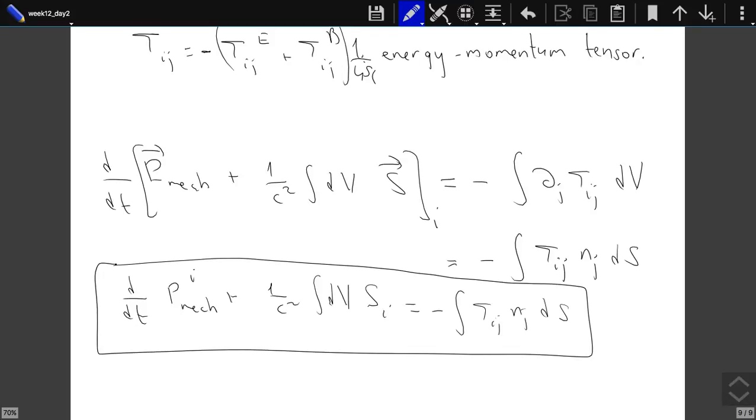So you see, here I have 3 conservation laws, not just one, for each component of the momentum. Each component of momentum should be conserved. But you see, the x component of the momentum can be flowing in the y direction. That's basically what this Tij is. It describes the flow of the I component of momentum in the j direction.